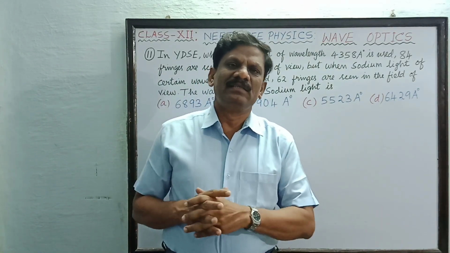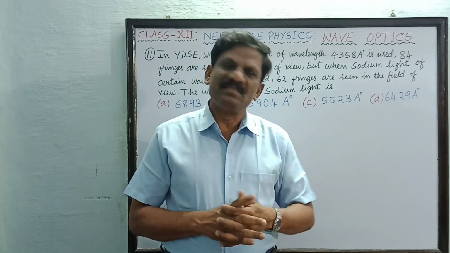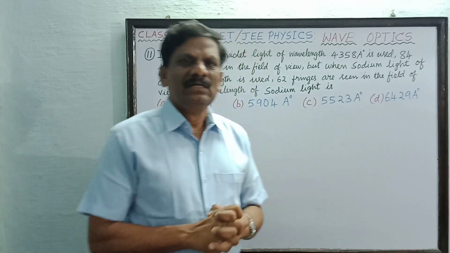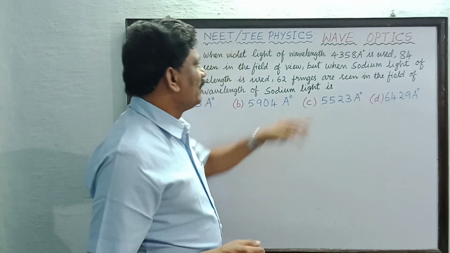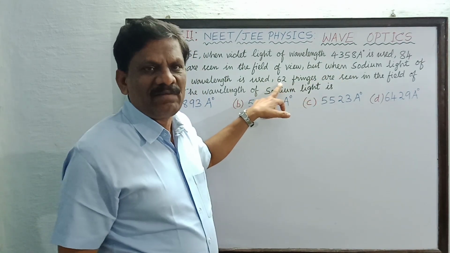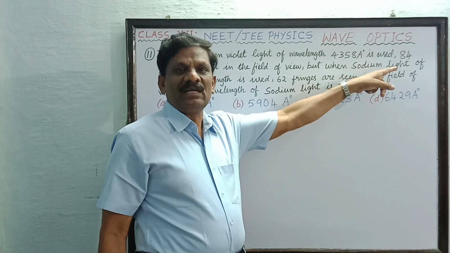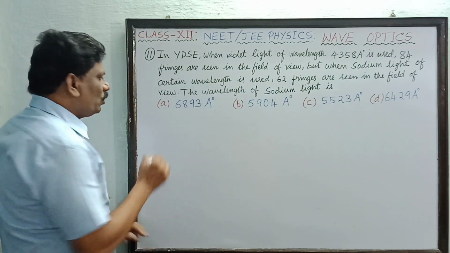Okay, first you must know that the wavelength of violet is different from the wavelength of sodium. So when sodium light is used, how many fringes are formed? It is given 62 only are formed. But when violet light is used, 84 fringes are being formed on the screen. So let us write two equations.